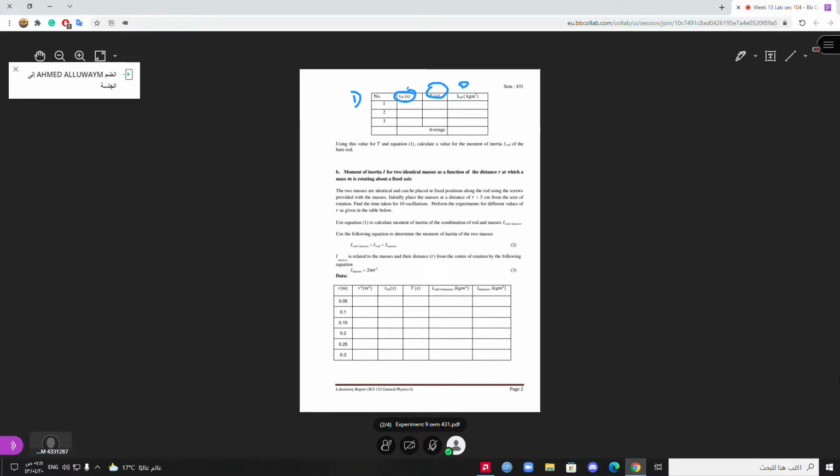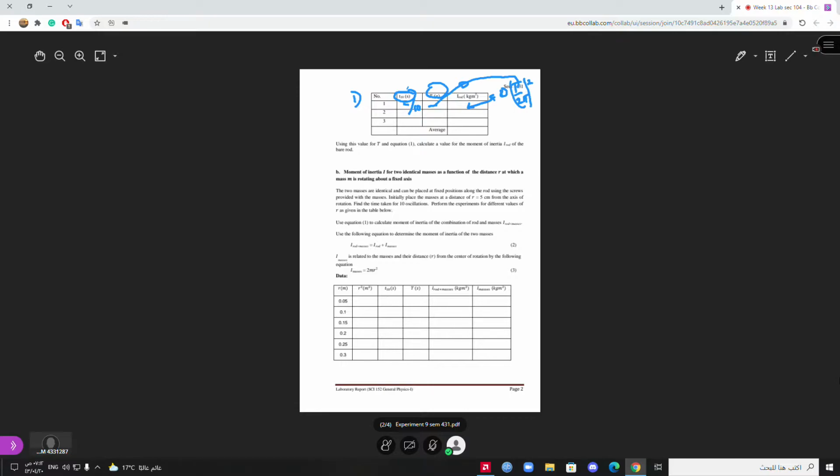How to get it? T10 is the time taken for 10 oscillations. You are getting some value. Divide this by the number of oscillations. What is the number of oscillations here? 10. Then you will get the time period. Substitute the time period in the formula. What is that? I rod is equal to d t by 2 pi whole square. Substitute this t value in this formula, you will get this answer.